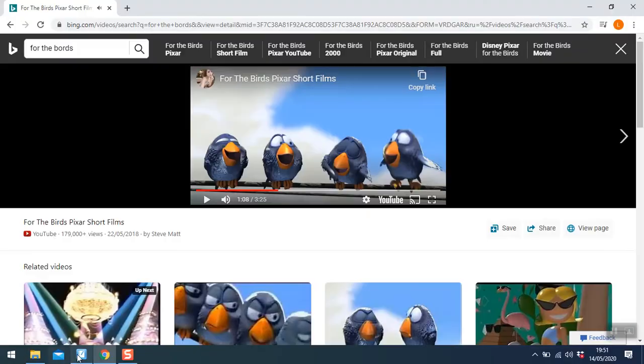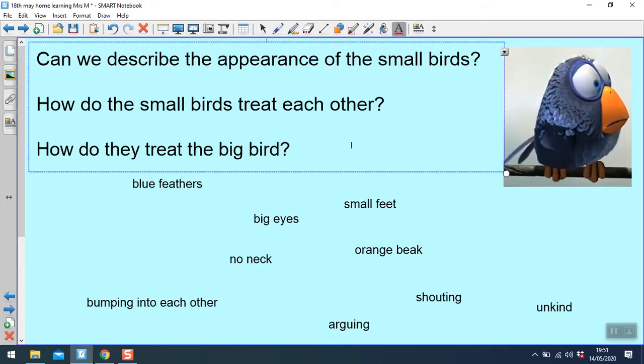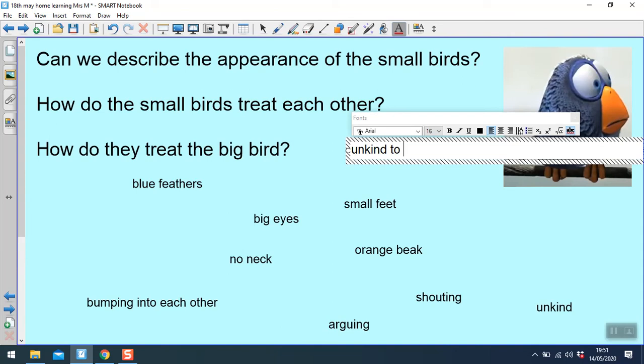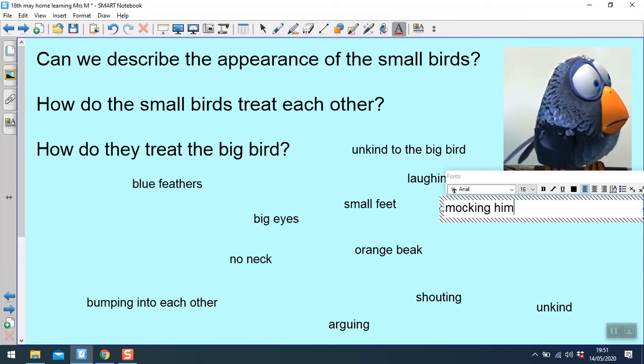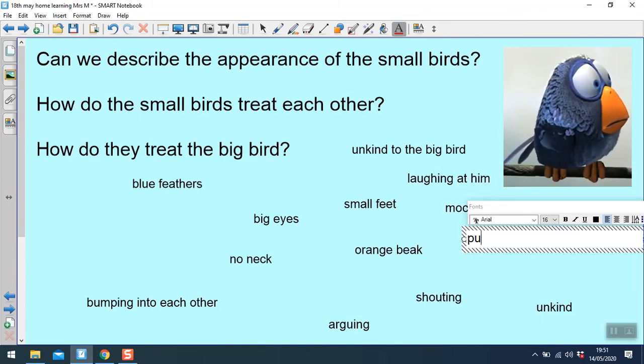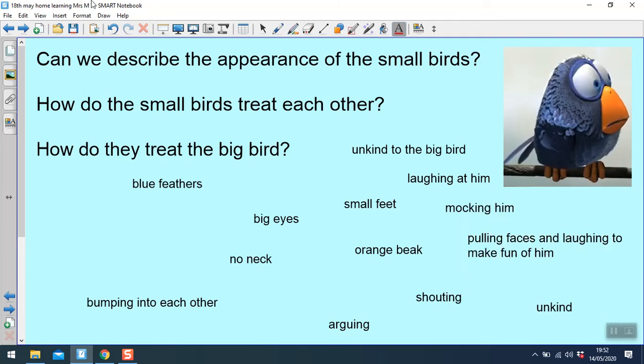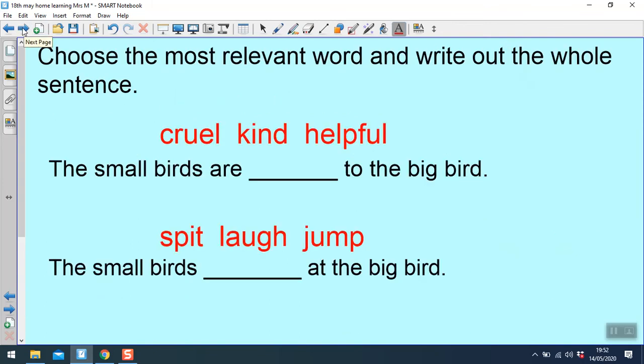Okay, so already I can see that they're not very nice to him. Unkind to the big bird. Laughing at him. Mocking him. Pulling faces and laughing to make fun of him. Let's look at the next activity.